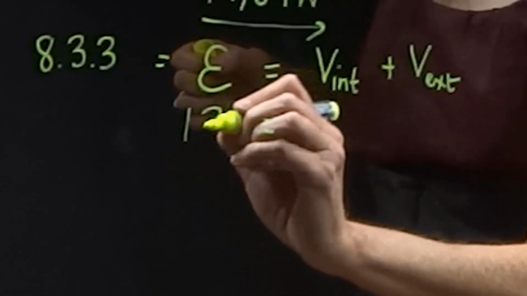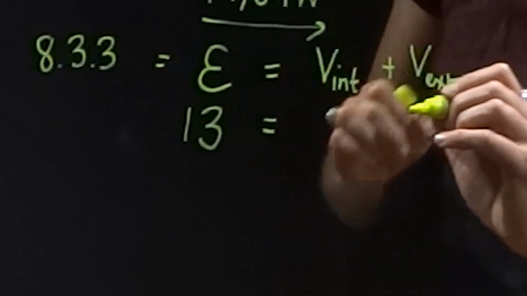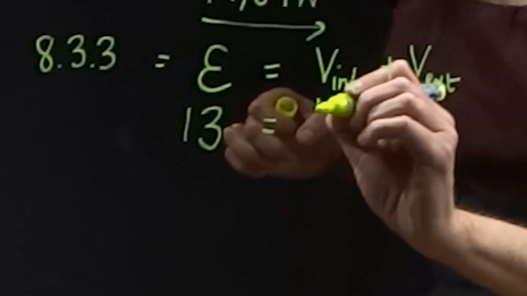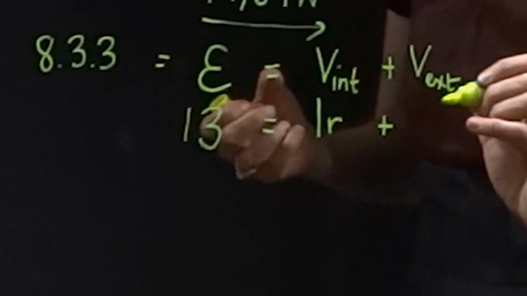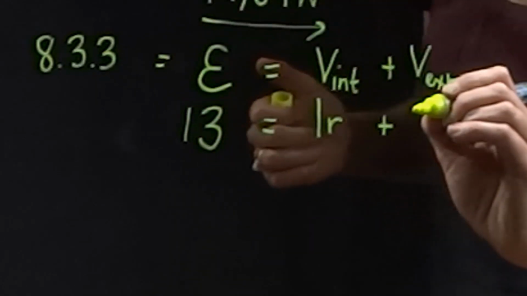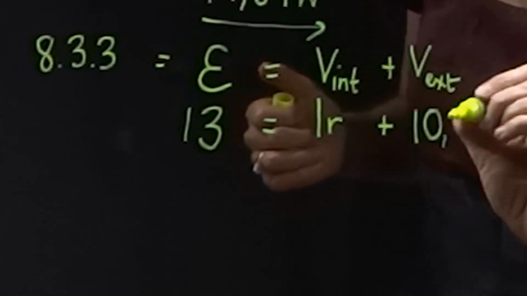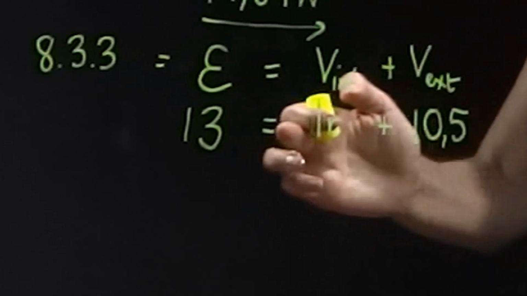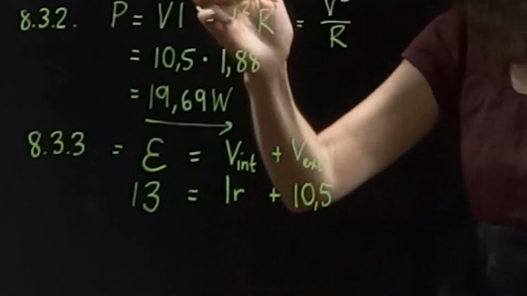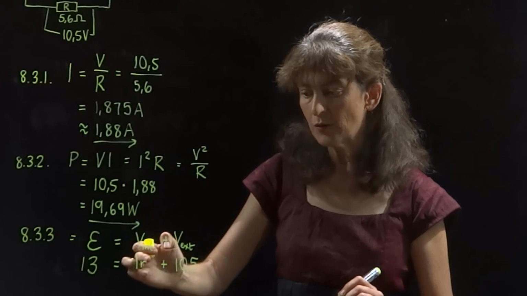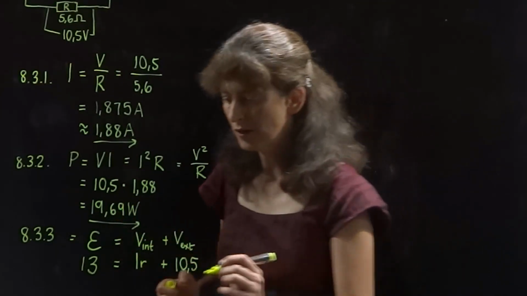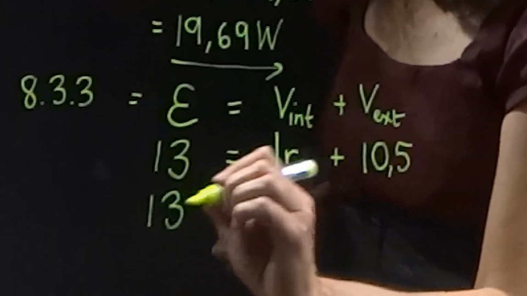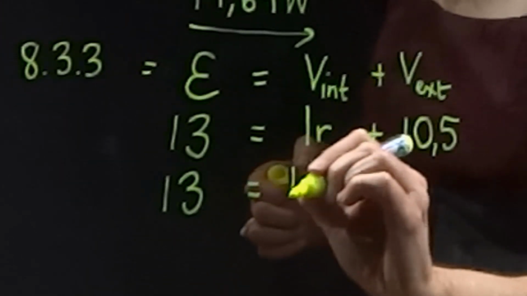We know the EMF is 13 volts, and V internal is made up of I multiplied by small r. We know the value of V external is 10,5, so we substitute that in. We also know I; we calculated it over here. So then we only have one unknown value, the one we're trying to find out. So let's substitute I, which is 1,88.